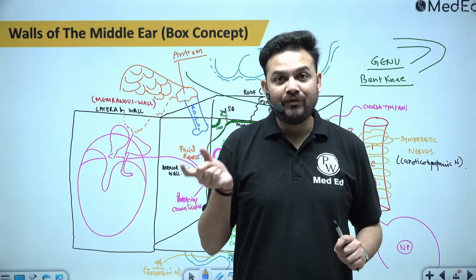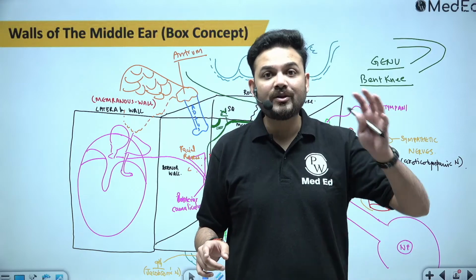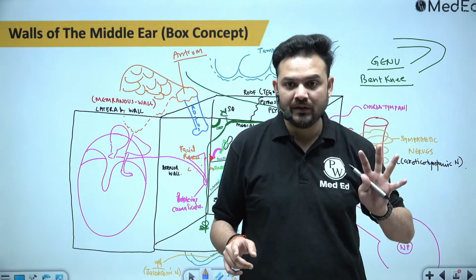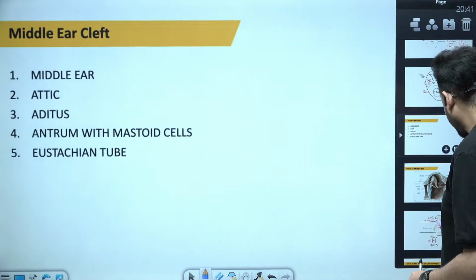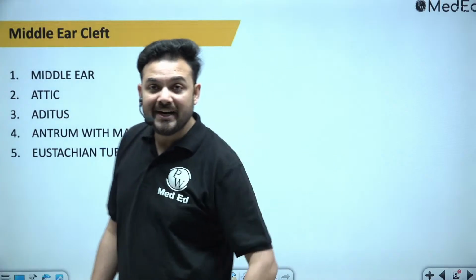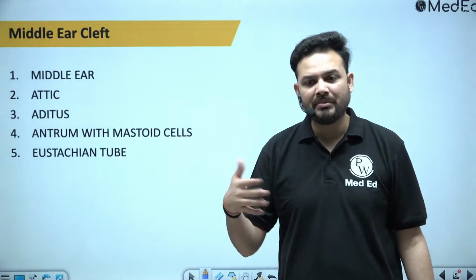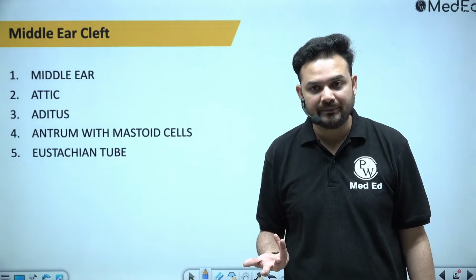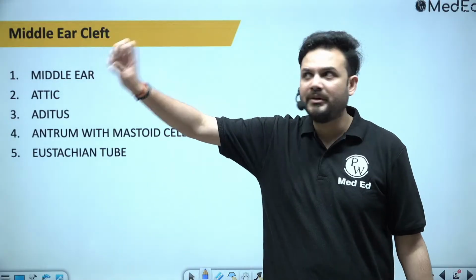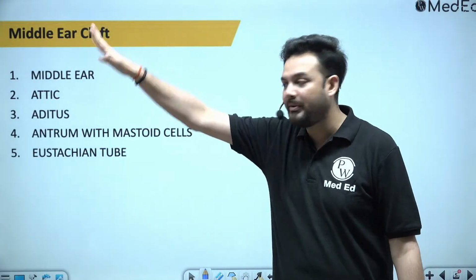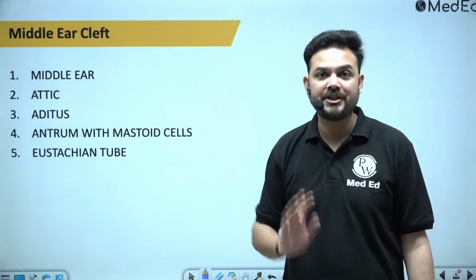Now, when I say what are the structures in the middle ear, before that I need you to understand the concept of middle ear cleft. What is this middle ear cleft all about? Middle ear cleft is one thing which your examiners will ask you whenever you're going for a viva: what is the middle ear cleft? Cleft kya hota hai? Whenever I'm talking about the middle ear cleft, that means I'm talking about the whole of the middle ear. Mesotympanum, hypotympanum, attic or epitympanum, additus, antrum with the mastoid air cells together with the eustachian tube.